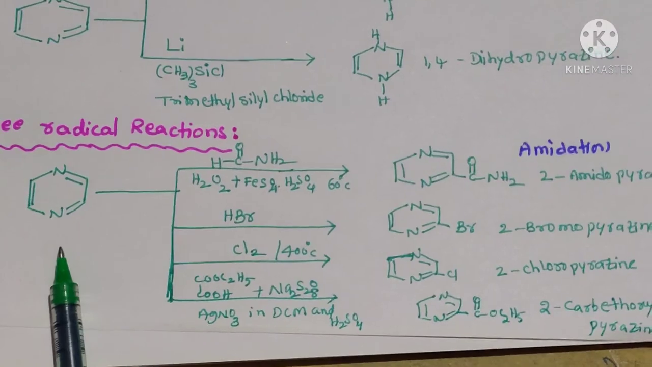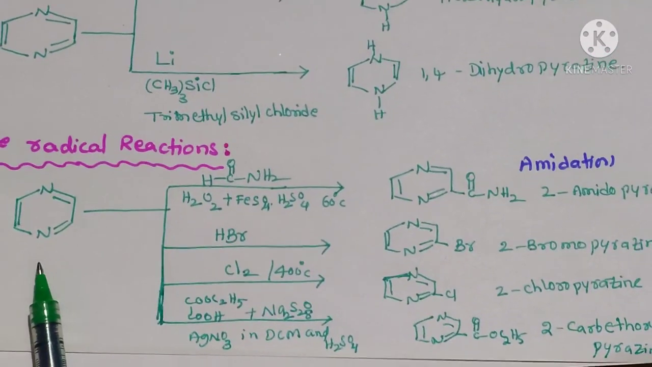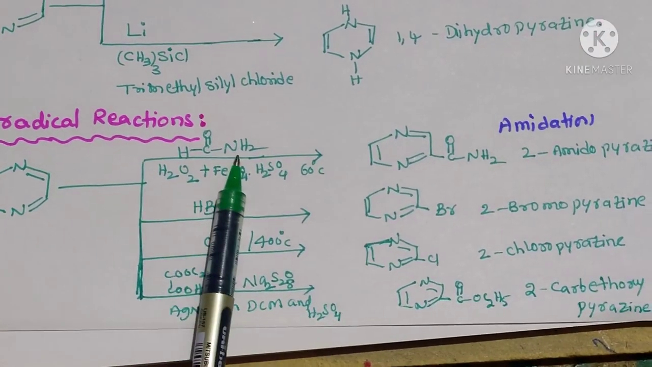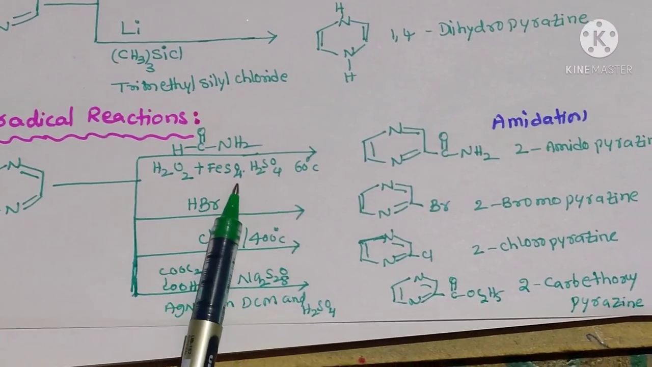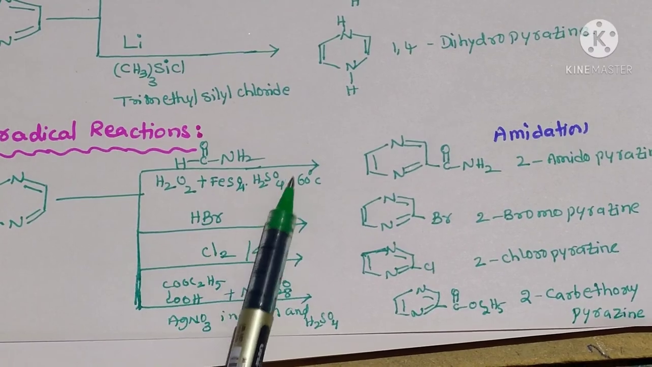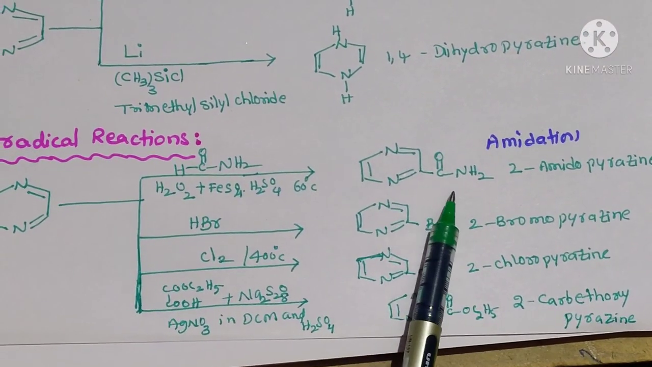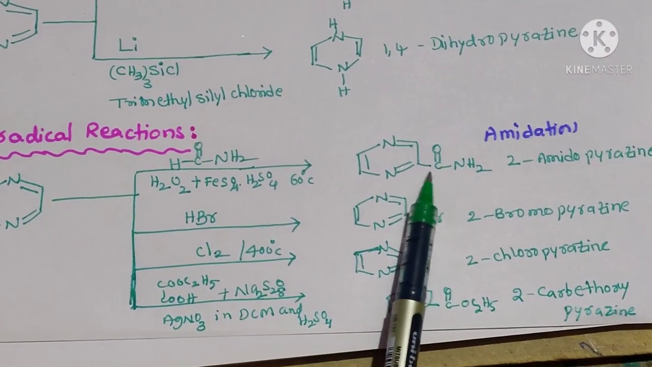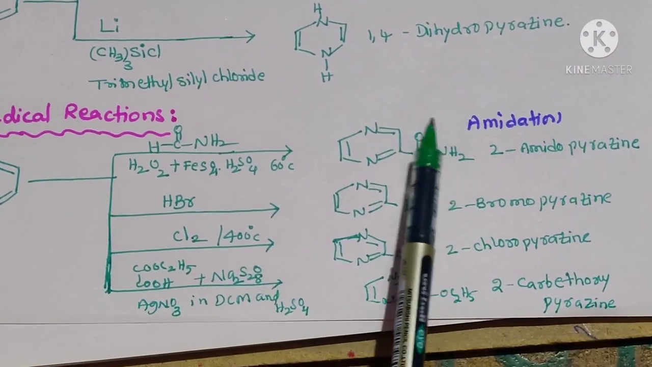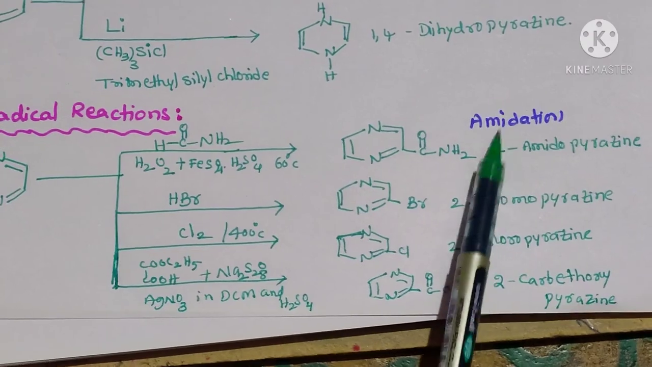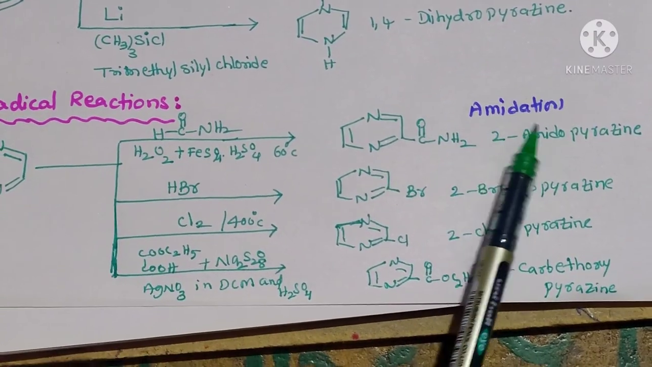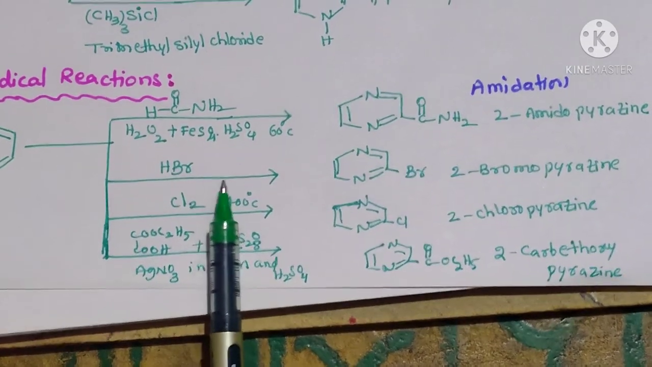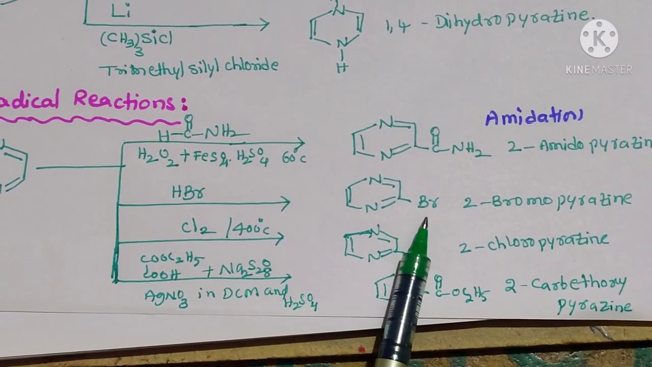Here pyrazine shows free radical substitution reactions also. Pyrazine on treatment with formamide and hydrogen peroxide in the presence of ferrous sulfate and sulfuric acid at 60 degrees centigrade gives us 2-amidopyrazine. So here the amide group is substituted at the second position. This is known as the amidation reaction. Okay, when it is treated with hydrogen bromide, we get 2-bromopyrazine.